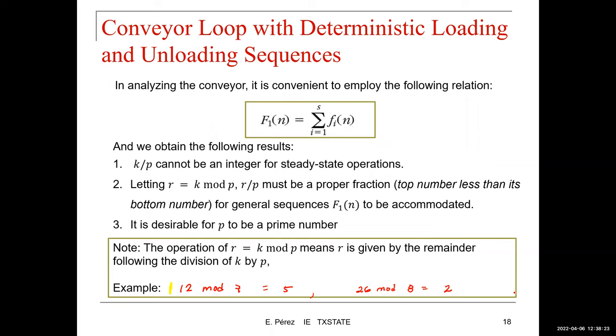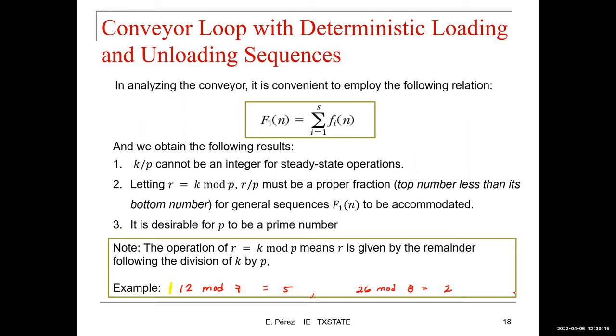In analyzing the conveyor, we have the following relation, which is capital F of one of N, equal to the summation from I, the station number, up to all stations, of all the flows for each cart. And we can obtain the following results. These are the three results that we need to make sure are satisfied in order for this methodology to work. K is the total number of cars, mod P, which is the period. K over P cannot be an integer in steady state operation. And the operation R equals K mod P must be such that R over P is a proper fraction.